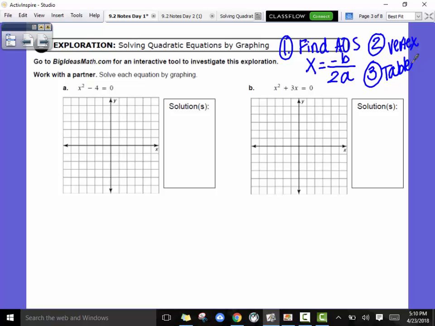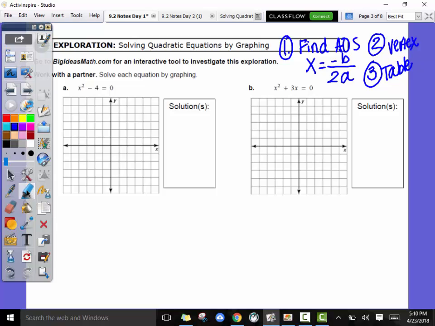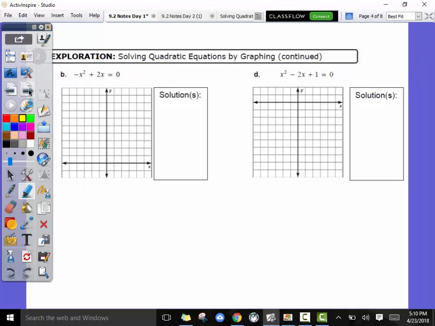So I'm going to have you do that for A, B, and we have another B, and D. So go ahead and do those 4, find your solutions, and when you're done, push play. So go ahead, push pause, work on those 4, which should take you a little bit of time, push play when you're done, and you can check your answers.